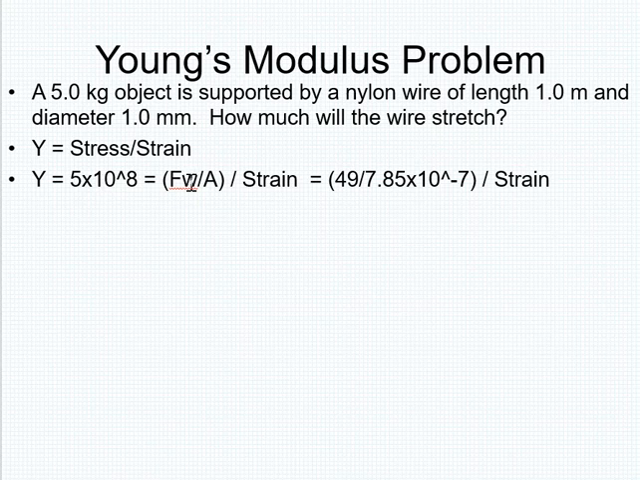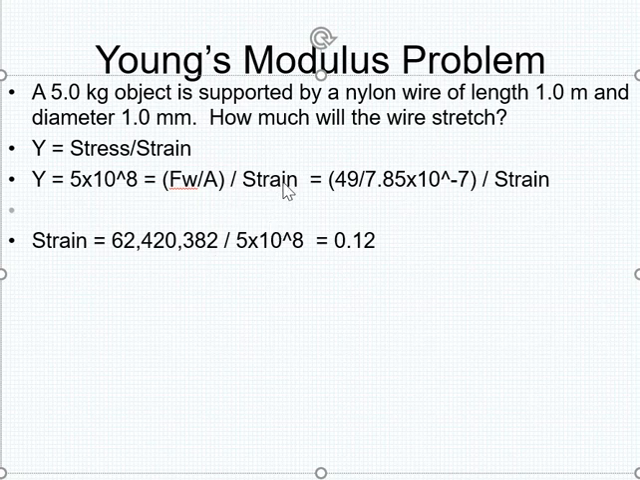So I've plugged that in, and then stress is the force over the area. So the force here is going to be the weight of the object, and the area, over the strain. What I'm going to do here is solve for the strain. All right, and follow me with this. The weight turns out to be 49. That's 5 times 9.8. And the area: take the 1 millimeter diameter, change it to 0.001 meters, but we don't want the diameter. We have to use the radius, square it, and multiply by pi. We get 7.85 times 10 to the negative 7th, divided by strain, is equal to 5 times 10 to the 8th.